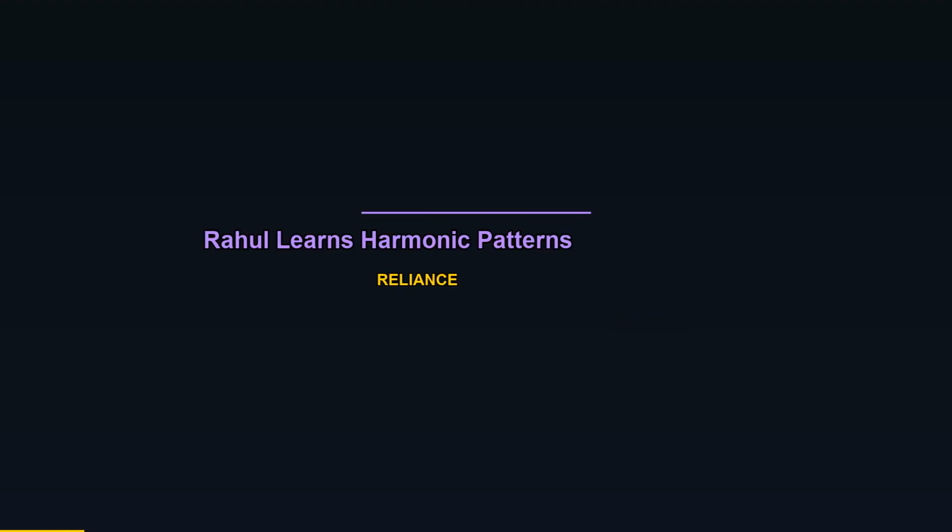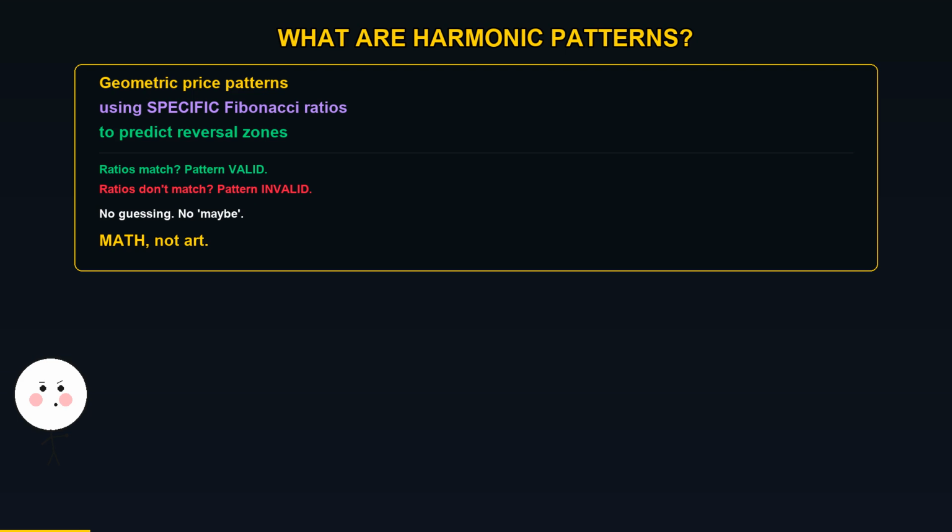Rahul learns harmonic patterns basics. Reliance. What are harmonic patterns? They are geometric price patterns that use specific Fibonacci ratios to predict reversal zones. The key word is specific, not just any Fibonacci level. Each harmonic pattern has exact ratio requirements. If the ratios match, the pattern is valid. If they do not, the pattern is invalid. There's no guessing. No, maybe it works. Either the ratios align or they do not. This precision is what makes harmonic patterns different from regular chart patterns. They are math, not art.